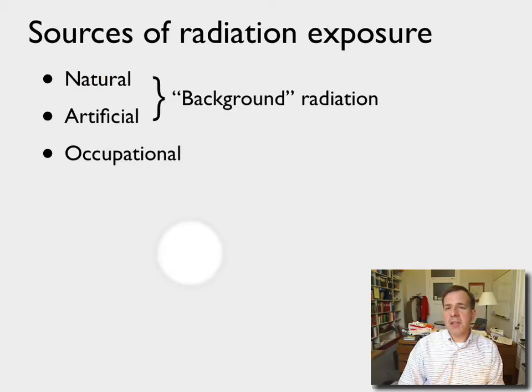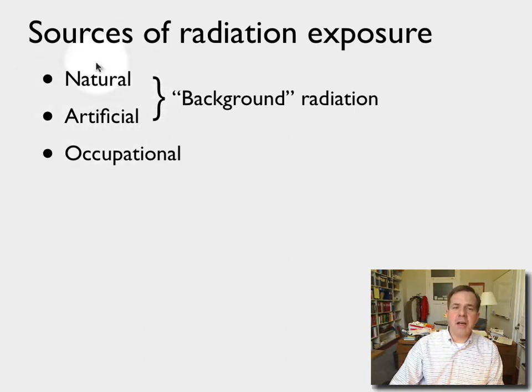To put this in context even a little bit more, let's talk about sources of radiation exposure. And there's basically three that we'll think about. First is natural radiation, radiation exposure we get from natural sources. Second is radiation exposure from artificial sources that are just all around us.